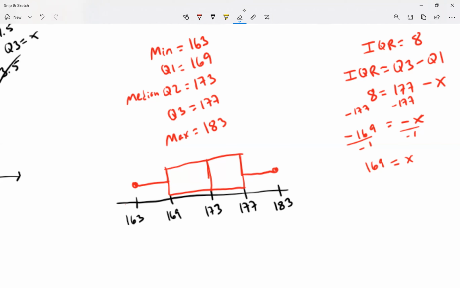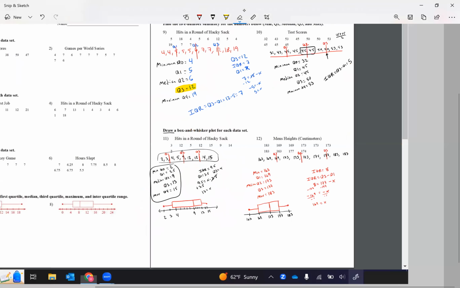All right, so let me zoom out. That way you guys can see what we did today. There we go.